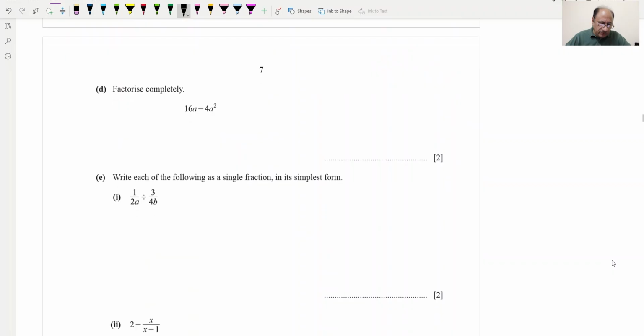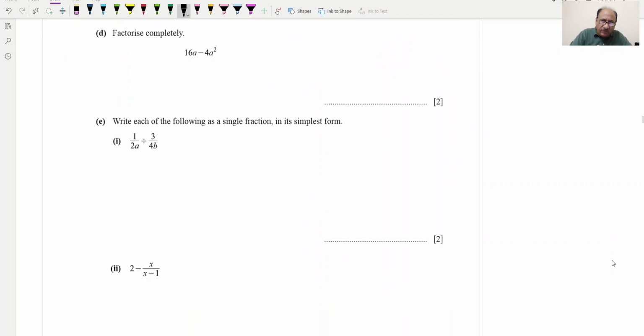Hopefully you understood this. Now D part, factorize. We just need to factorize. We have to take the maximum common factor. We can take maximum 4a common, so inside will be 4 minus a. That will be our final answer which we can provide over here. This is a 2 marks question which we have done.